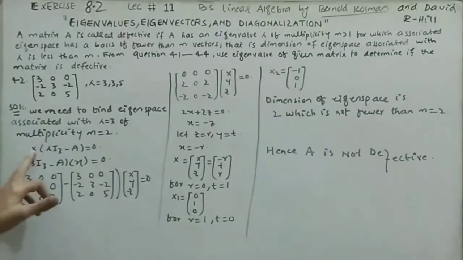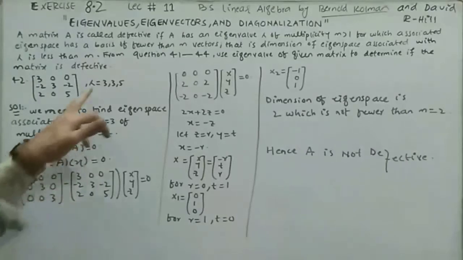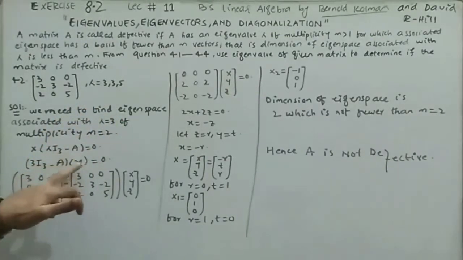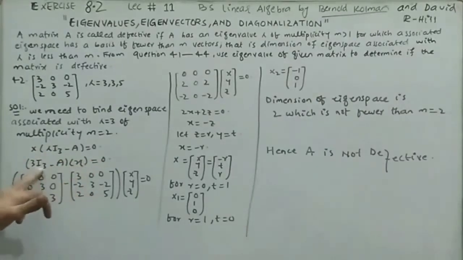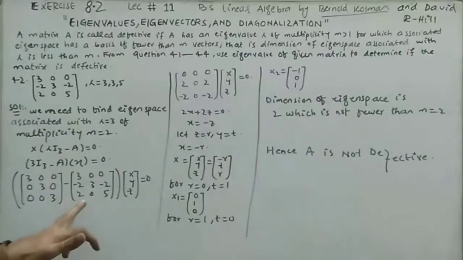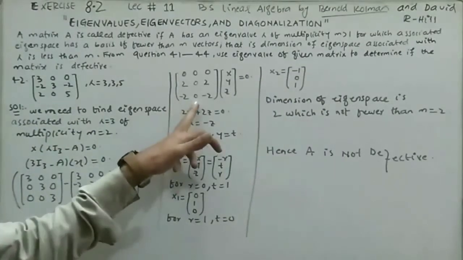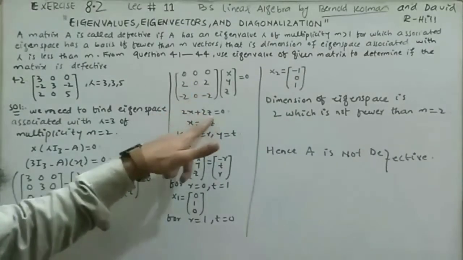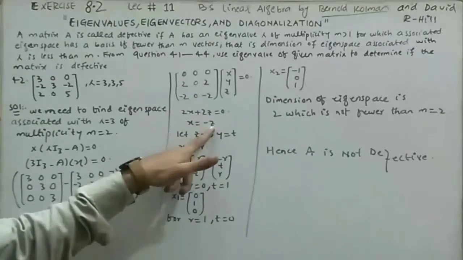So using the equation (lambda I3 - A)x = 0, x will come down as it is. Lambda is 3 because 3 is repeated. So (3I3 - A)x = 0. So 3 into I3 gives us this matrix. Minus A is the original matrix. By subtracting these two matrices, it will give us this matrix. Now from over here, it becomes 2x + 2z = 0. So x will be equal to -z.